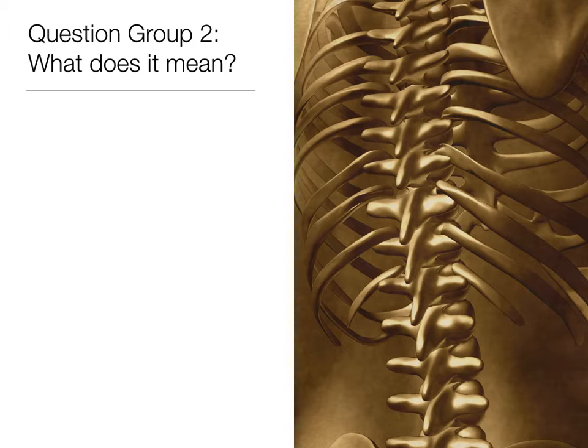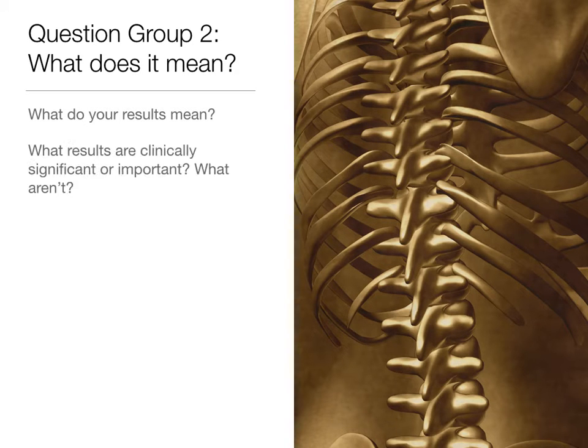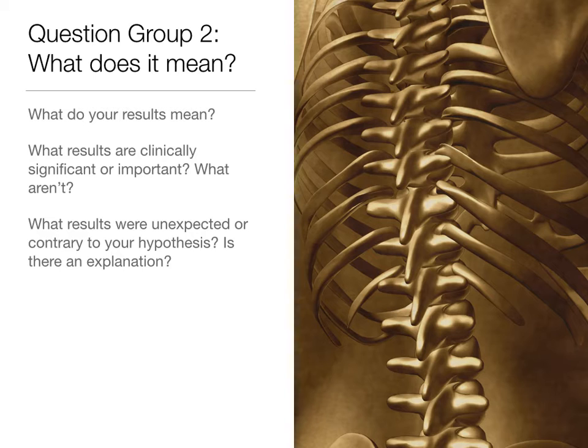The next group of questions focuses on meaning and implication. Once you've reviewed the important findings, you need to interpret them for your reader. This is the part where you need to interpret effect size in the context of clinically important differences. You should also bring up unexpected results with an explanation.